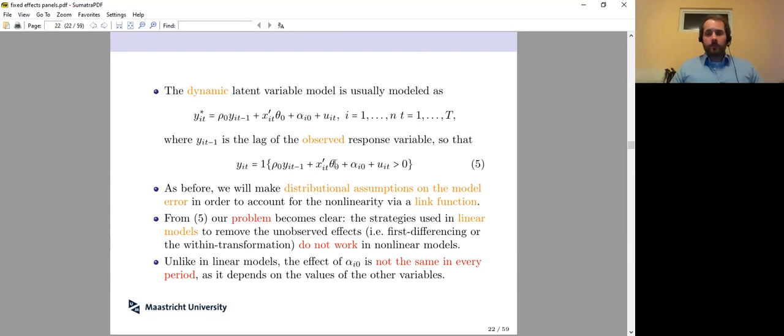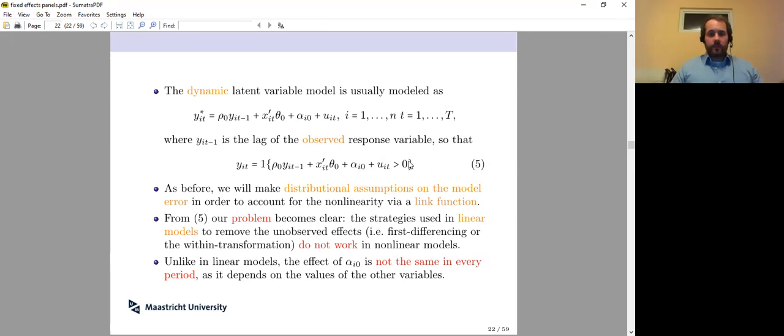As we did in the last lecture, we will make assumptions on the model error, meaning we fully specify the distribution of UIT in order to account for the nonlinearity of this model. We see that this is captured in the indicator. It's clearly a nonlinear model that jumps, so we have to take that into account by specifying the distribution of UIT.